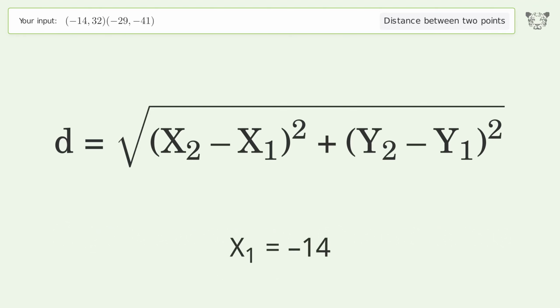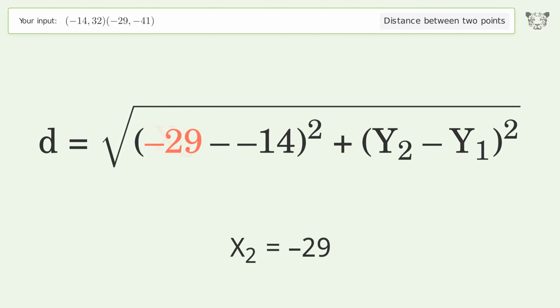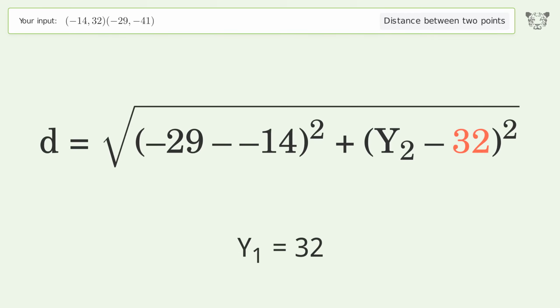x1 equals -14. x2 equals -29. y1 equals 32. y2 equals -41.